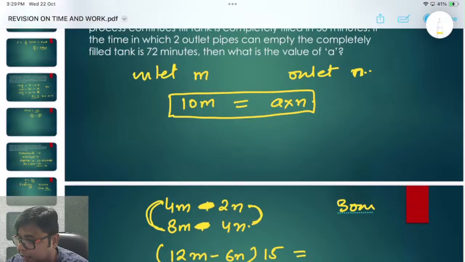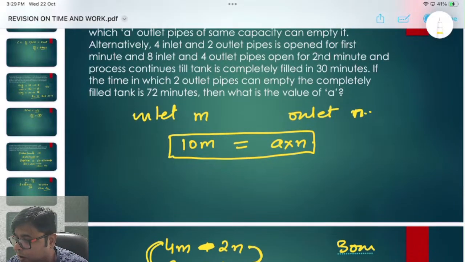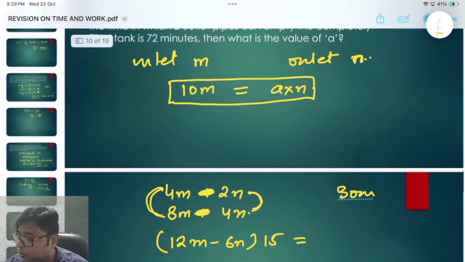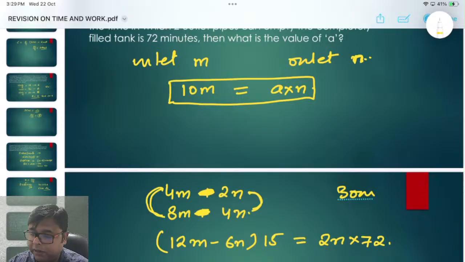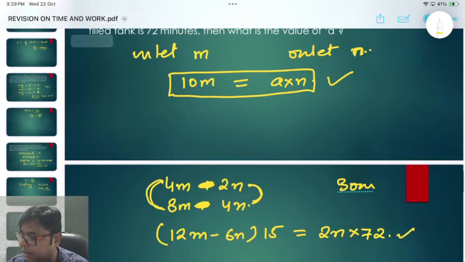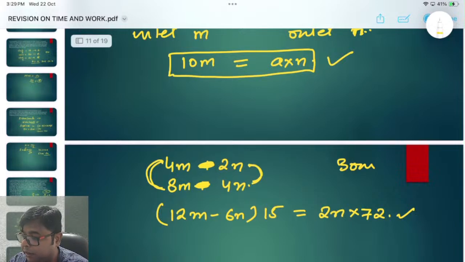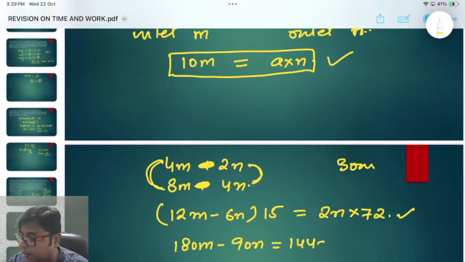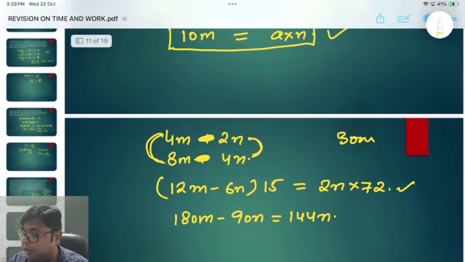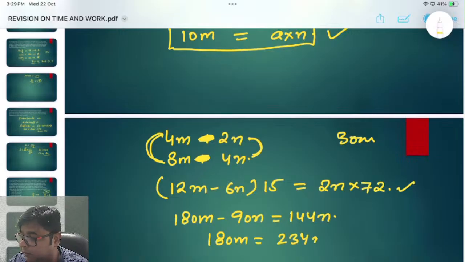And this is the same as they are saying: the time in which two outlet pipes can empty the completely filled tank is 72. So 2N into 72 equals this. Now I have one relation here and another relation here, so I can easily solve. It will give me 15 into 12 is 180m minus 90n is equal to 144n. So from here I get 180m is equal to 234n. This is what I have got.